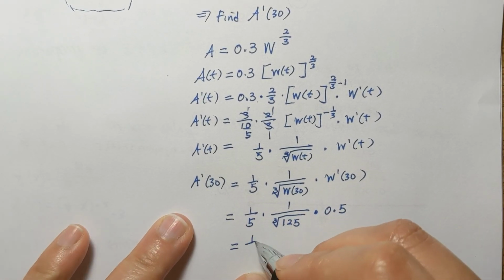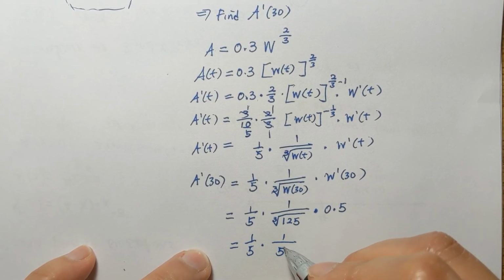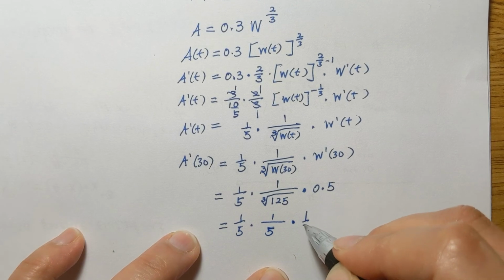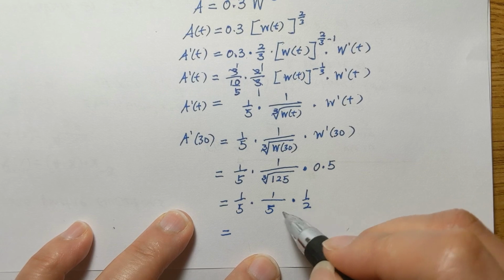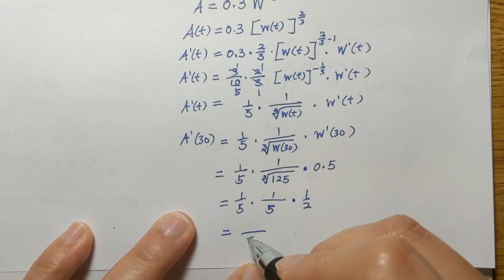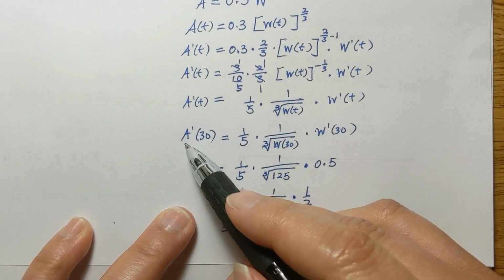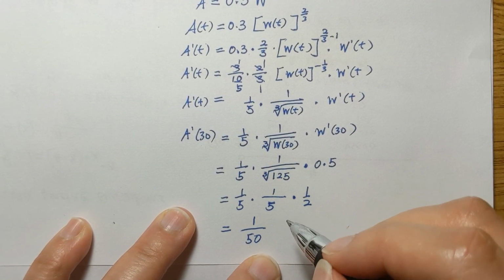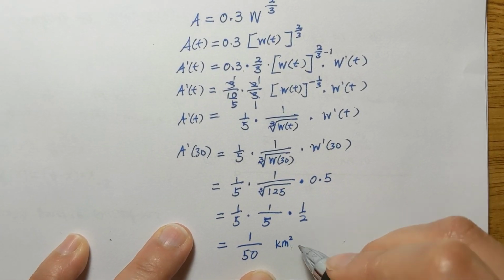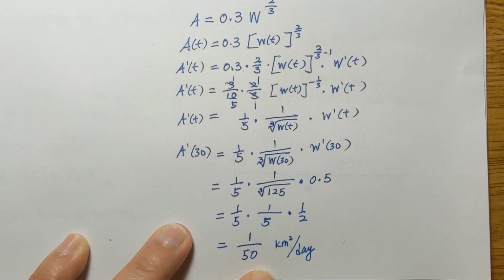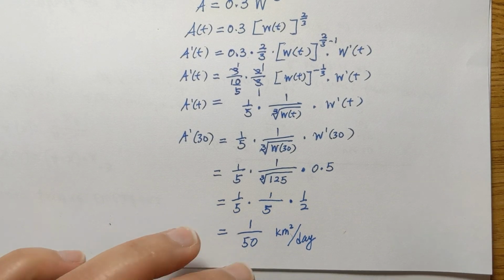So now we're going to simplify. The cube root of 125 is 5. Then I'm going to convert to fractions to make it easier to multiply. Now you multiply 2 times 5 and then times 5, so you get 50. So 1 over 50. And since this is an area, it has to be something squared, so km squared per day. Okay, so we finished question number 1.